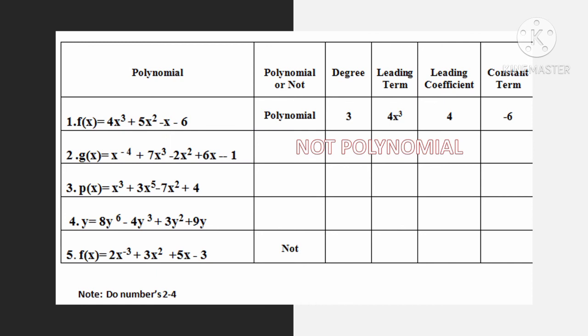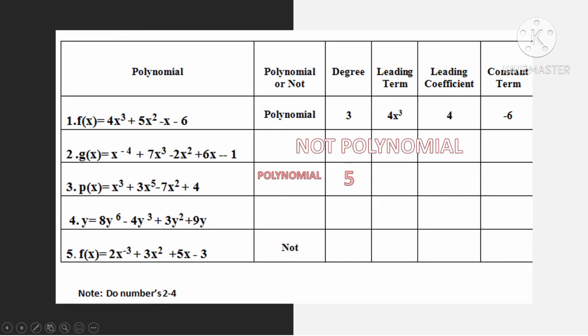Number 3, p of x is equal to x cubed plus 3x to the power of 5 minus 7x squared plus 4. So identify if it is polynomial or not. So since the exponents are positive, we have a polynomial. Now the degree is 5. It is the highest exponent.